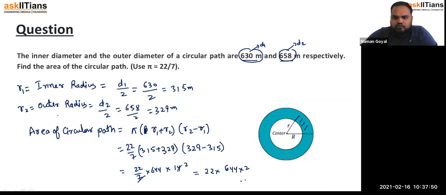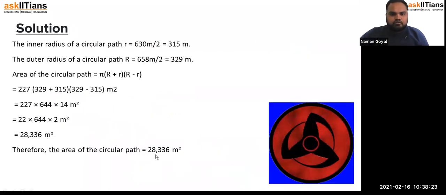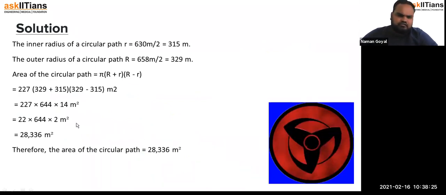So what do you get? 22 into 644 into 2. How much did you get? You will get 28336 meter square, because it is the area. So we have to use the unit of area only, and the unit for area is square unit. In this question meter is given, that is why we have to use meter square only. If you see the solution, 28336 is the answer, and it also uses the same method.